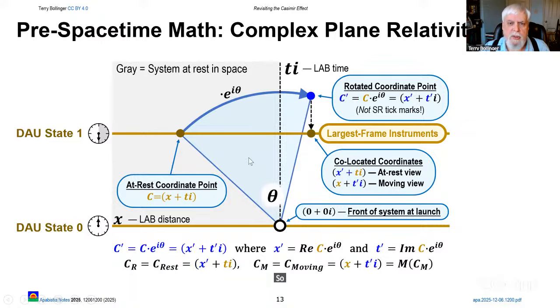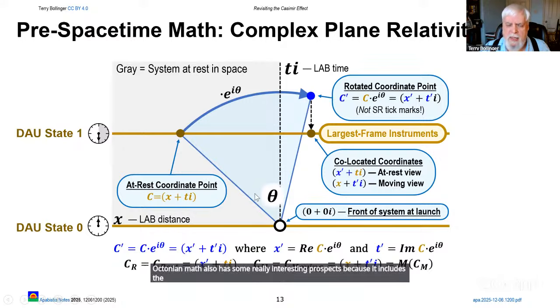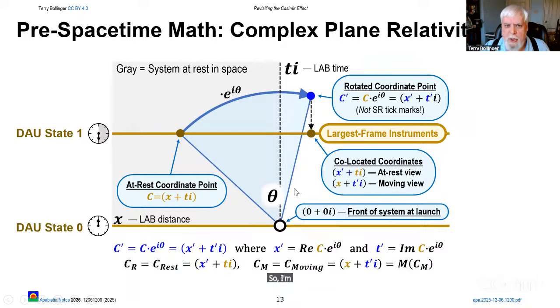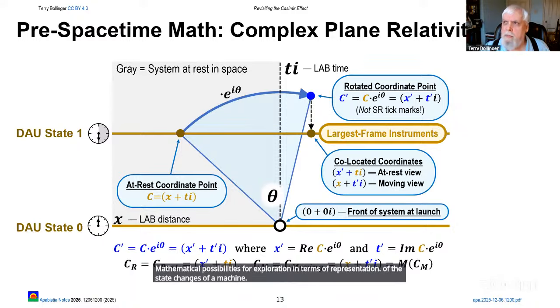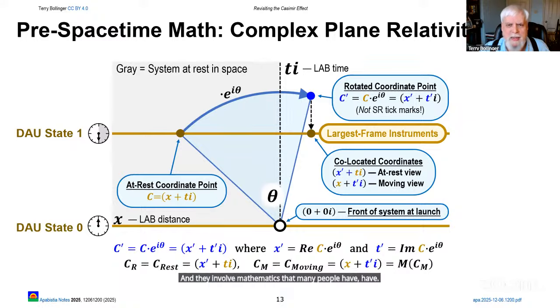So there's a fascinating potential here to use quaternion math and also octonion math for those of you who are into that sort of thing. Octonion math also has some really interesting prospects because it includes the idea of momentum space. So I'm going off on a little math tangent on this, but there are some really interesting mathematical possibilities for exploration in terms of representation of the state changes of a machine. And they involve mathematics that many people have tried to use for a long time and had mixed success. Sometimes it seems to work, sometimes not. I think part of the reason why they haven't worked is this bit of confusion about the mixed signature Minkowski space.